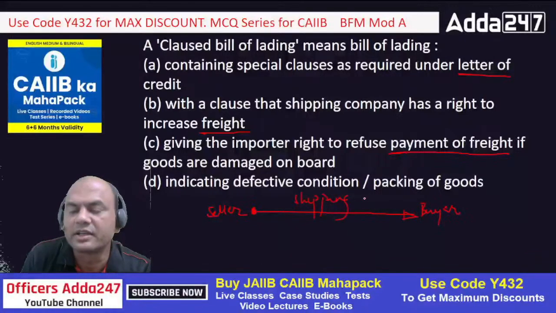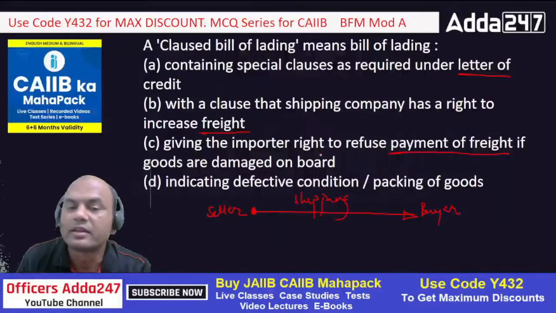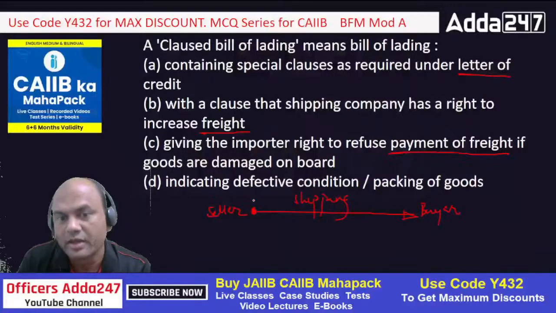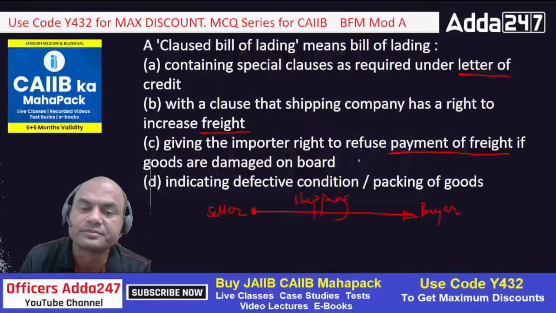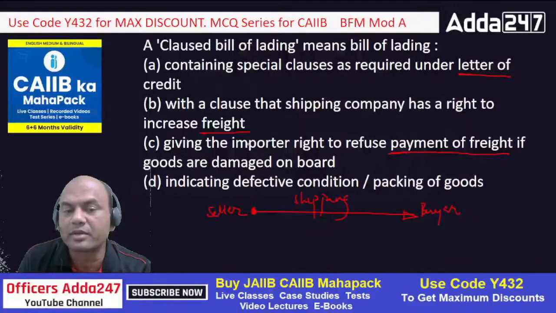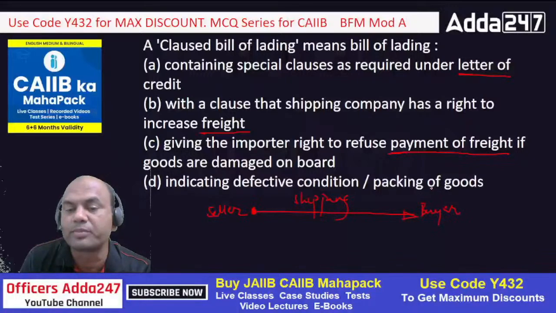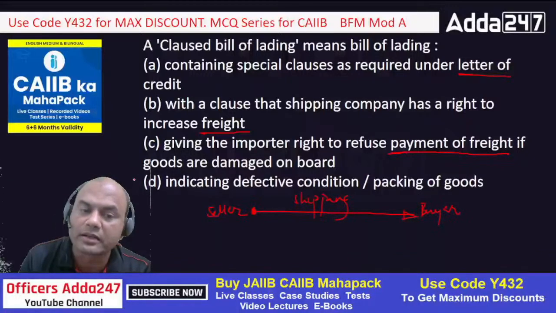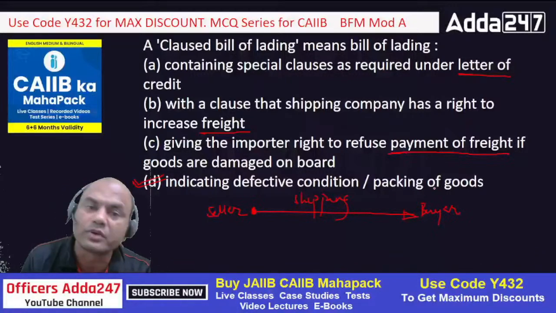So now in this case, if the buyer refuses to pay the shipping company, saying the goods are damaged, I won't pay you, this can't happen. The shipping company will say you contact the seller and do whatever you want. This is my payment, I have sent the goods, I have brought the goods, pay me this much. So this option gives the importer the right to refuse the payment of freight. Okay, and indicating a defective condition of packaging of goods. Now this is the important answer. Indicating the defective condition in the packing of goods means what?